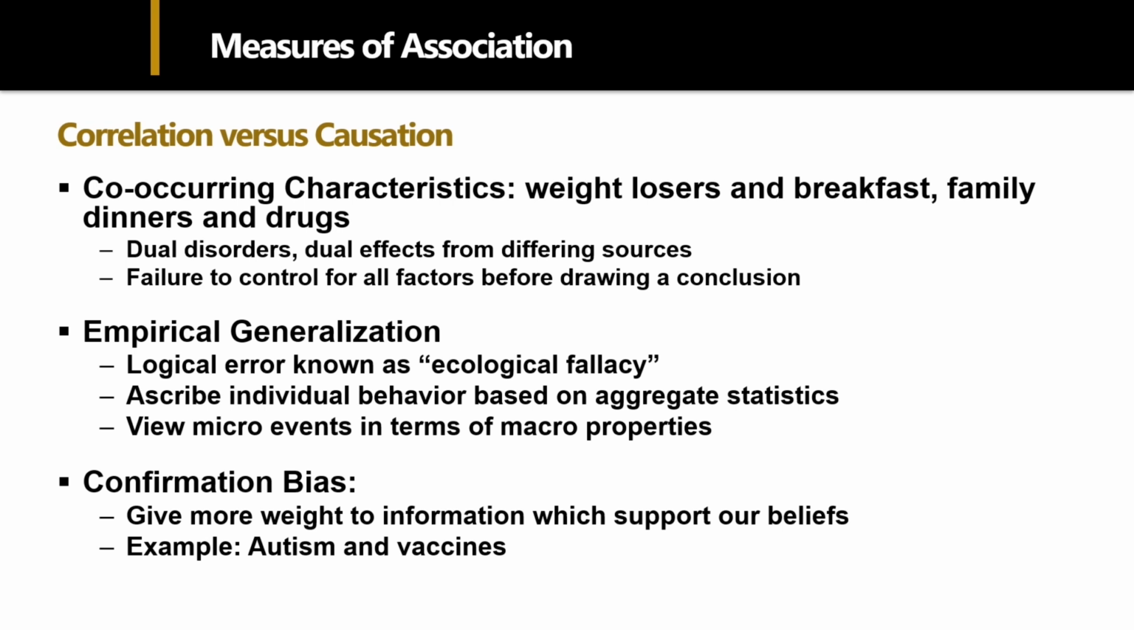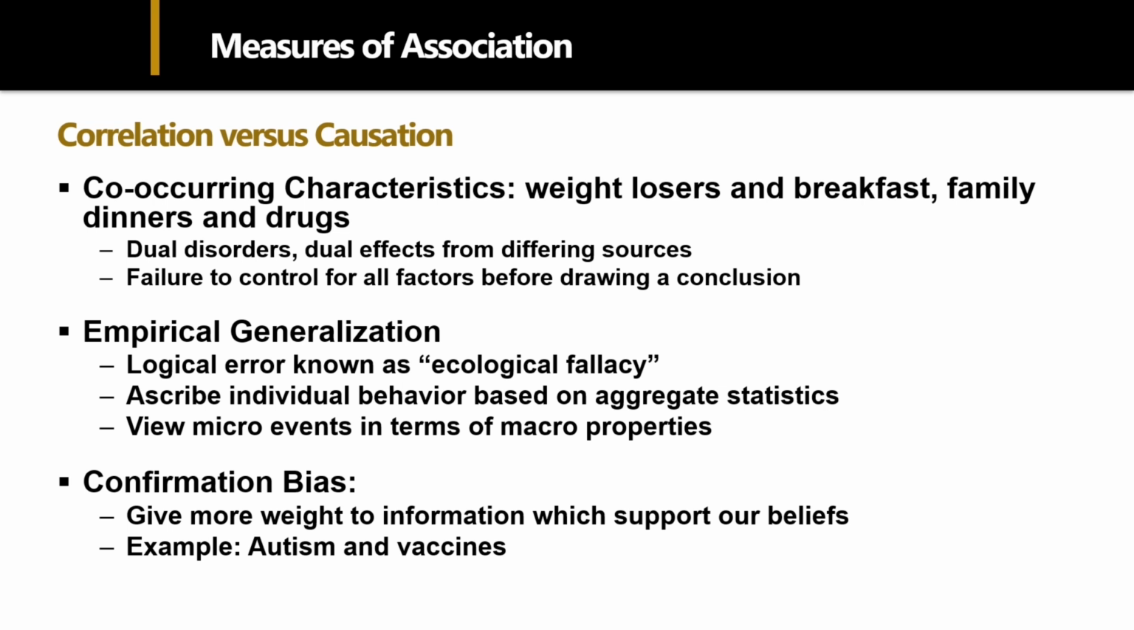Finally, the last slide of correlation versus causation techniques is sometimes there are co-occurring characteristics. These are when perhaps two different sources of variance, these two sources of influential aspects are involved at the same time, and they are not accounted for.